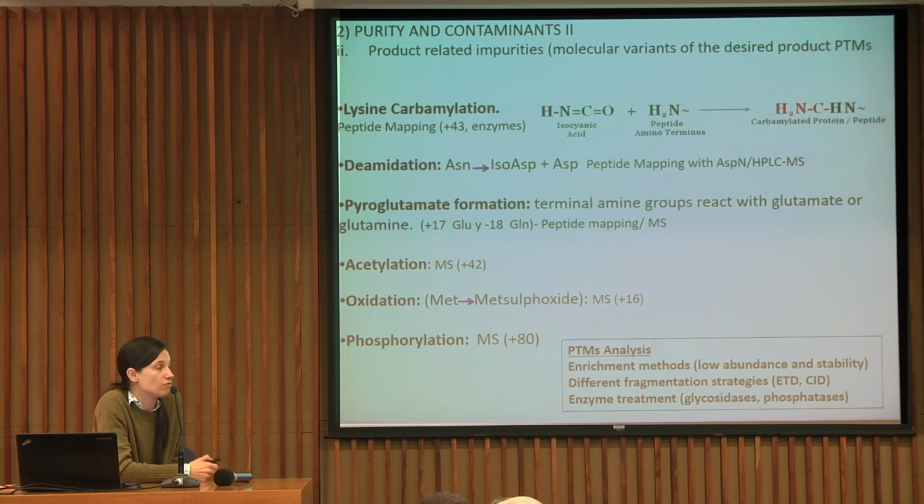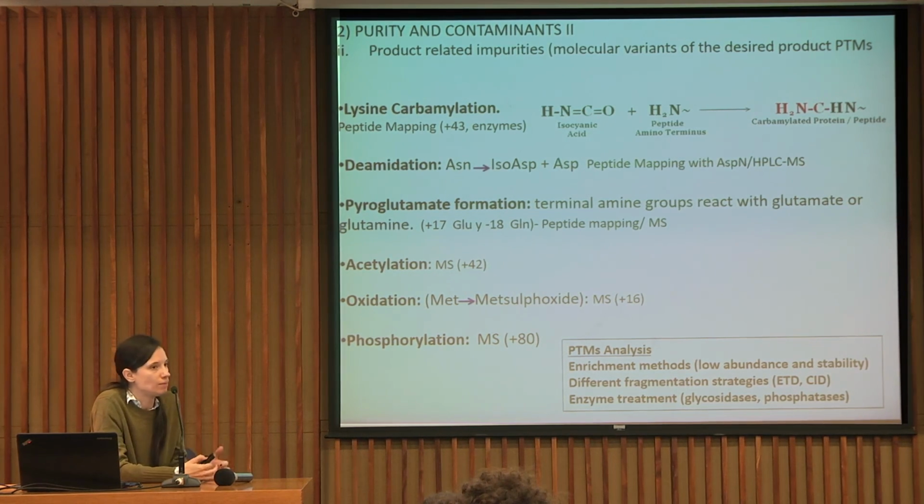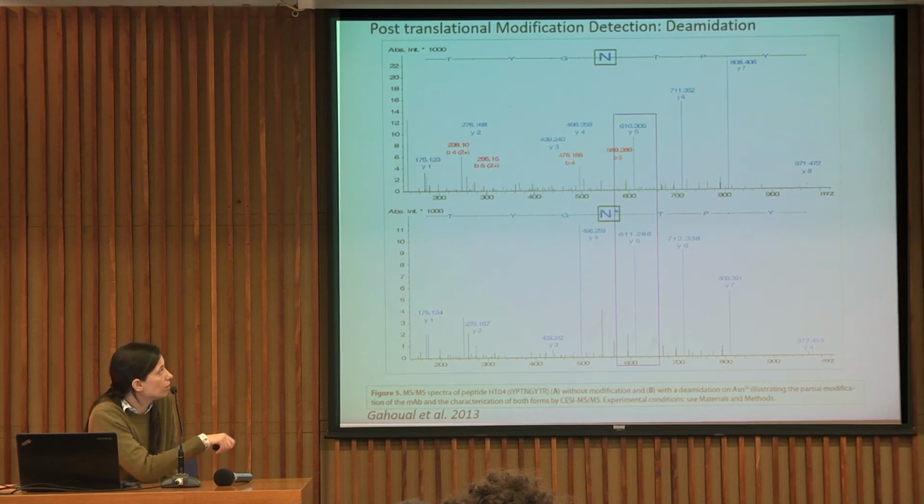And then you may need to use different fragmentation strategies, such as ETD, for example, which is softer on phosphorylation. And you may have to complement your studies with enzyme treatments, such as glycosylases or phosphatases, to get more information on those PTMs. But if you're doing a contaminant analysis, for stable PTMs, you can see them in a simple MS or MS/MS spectrum. A couple of examples.